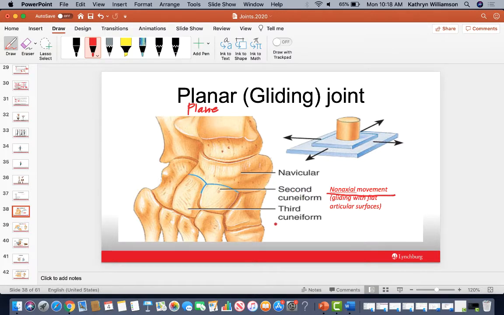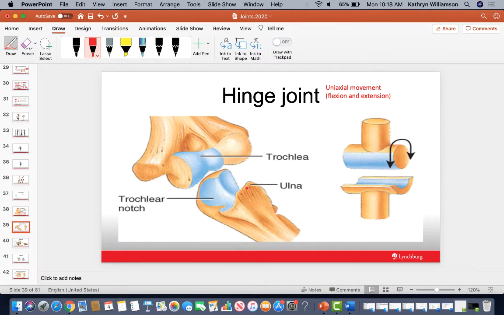So you see this with like the intertarsal joints of the ankle, because those tarsal bones kind of have these flat edges that make up the joints, and then they glide past each other. Okay, hinge joints, that's the second type. A good example of a hinge joint is going to be the elbow. And what we see here is uniaxial movement, so movement that occurs in one plane, one axis of rotation, so flexion extension, and this is going to be a sagittal plane movement.